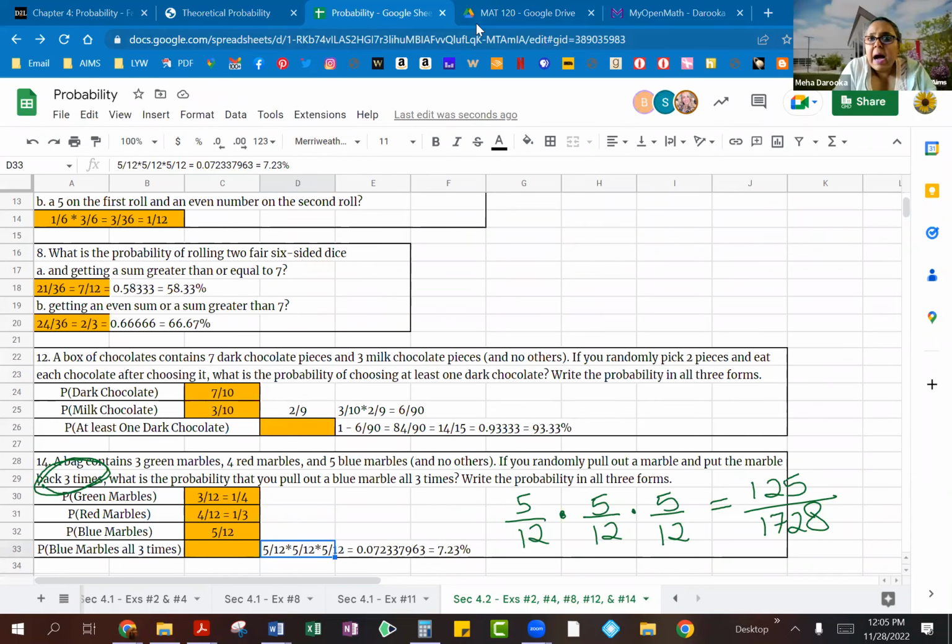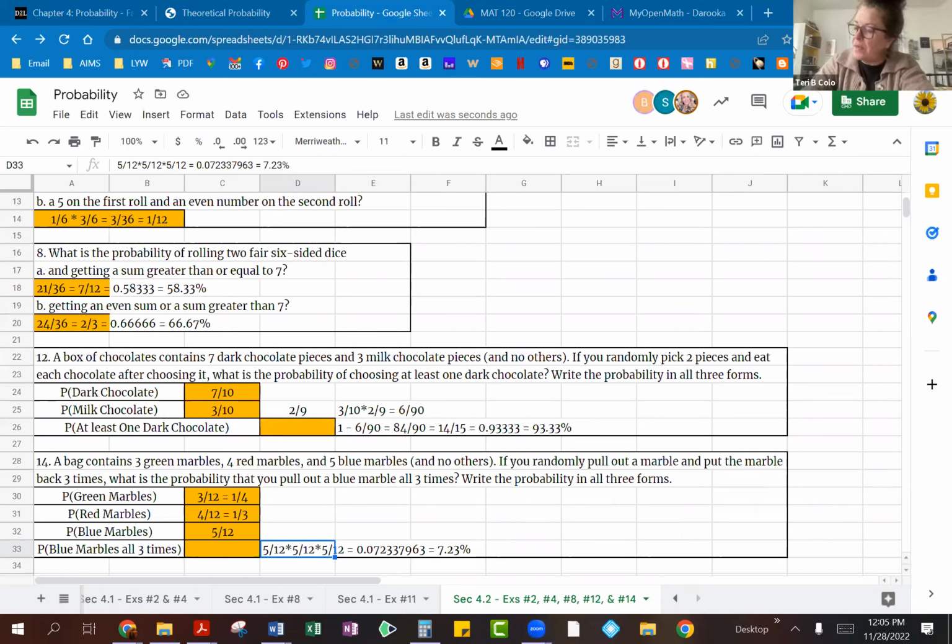Okay. So you can see again, guys, just the difference between number 12 and number 14. The big part of that was you did not have any replacement, since you picked the chocolate and you ate it. You were not putting the chocolate back into the bag. And that's why it changed your probability. But here, because you are replacing the marble back, that changes the way you do probability. So that's the difference that I wanted you to see between the 2 types of probabilities. So question on either 12 or 14.